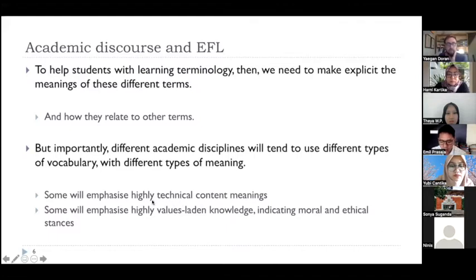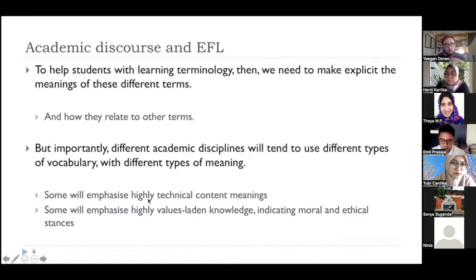Some might emphasize highly technical content meanings. So really complex content meanings, like if you are in science, in biology or something, or if you're learning about grammar, there's lots of content meanings in order to understand how a language works, really complex. Others, on the other hand, maybe in history, or if you're studying literature or poetry, or maybe if you're studying art or other humanities subjects.